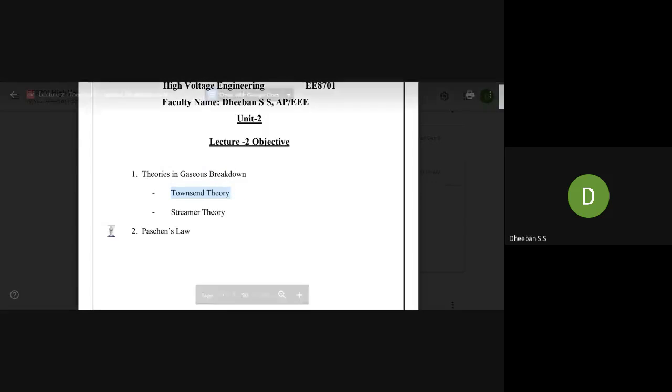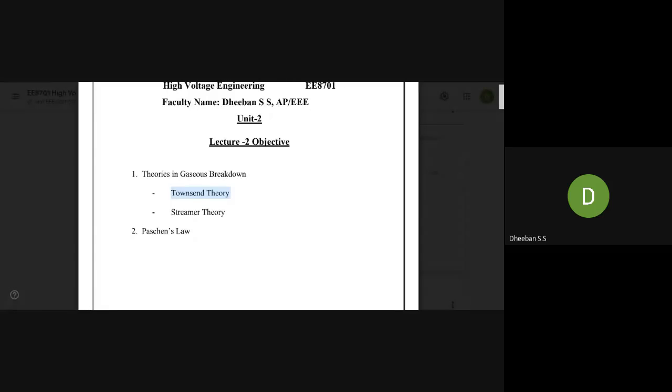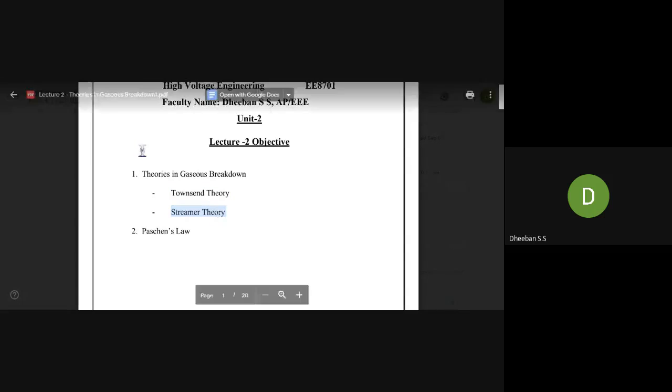If you're studying this Thomson theory and this Paschen law itself, you can surely attain your 13 marks. So you can write it out. The second thing is your streamer theory. Okay, first thing is your Thomson theory. Second thing is your streamer theory, and the second part we'll be seeing about the Paschen's law.